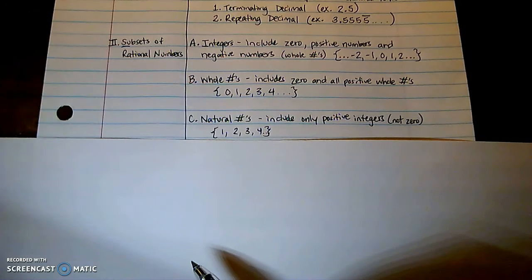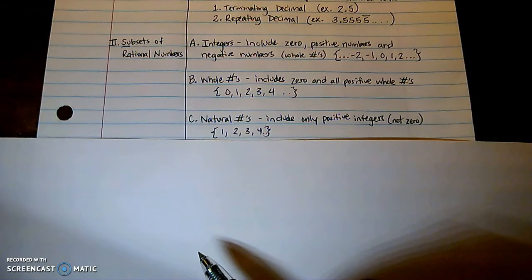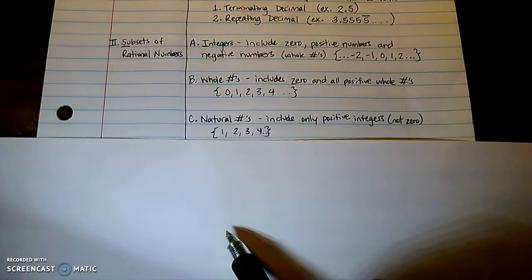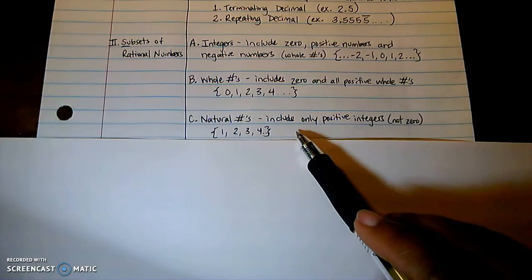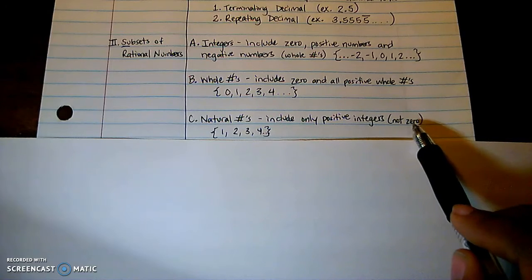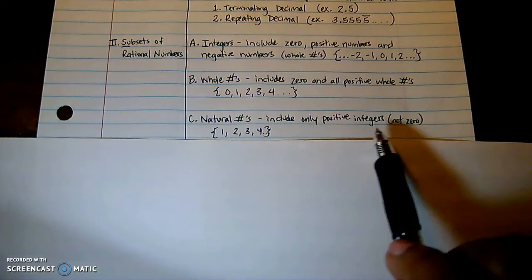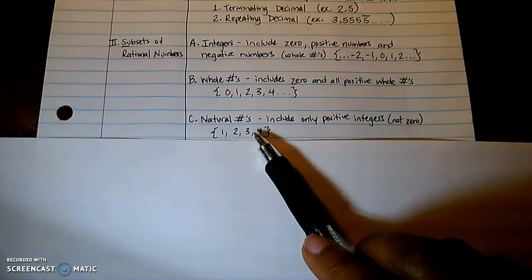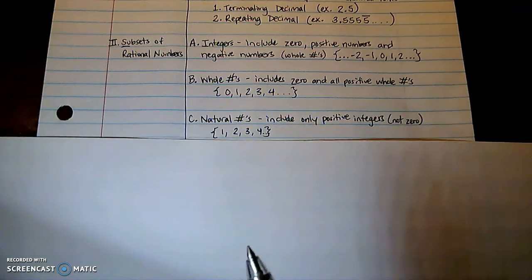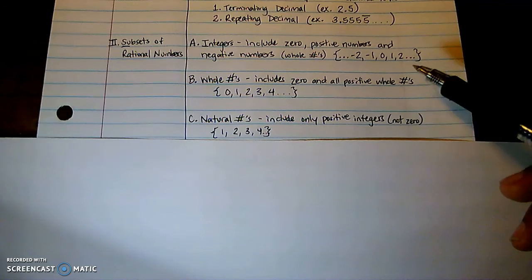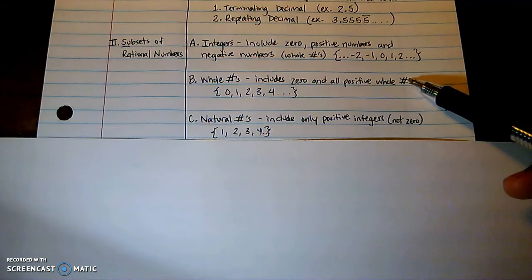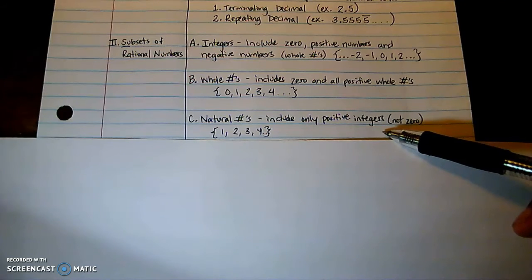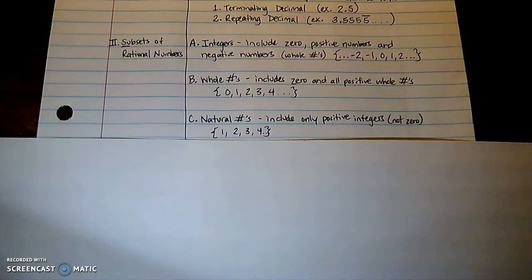Let's skip a line and write C. Our next subset of rational numbers is going to be our natural numbers. So natural numbers include only positive integers, not 0. So it's going to start from 1, 2, 3, 4, and far beyond that. So notice the difference between natural numbers and whole numbers is that with natural numbers, we're not including 0, just all the positive integers.